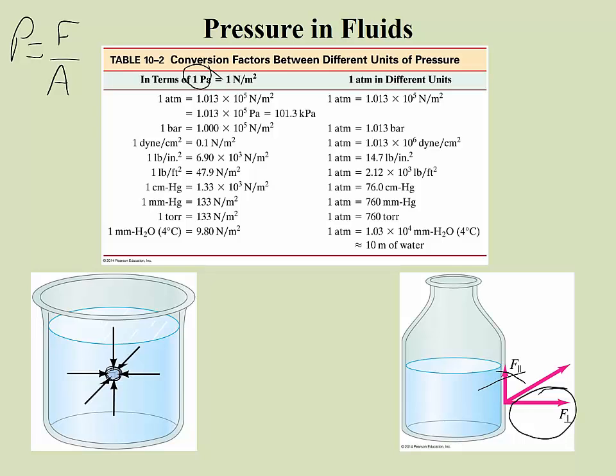This table here, table 10.2, is showing you conversion factors between different units of pressure. There are tons of different ways of measuring pressure depending on what the situation is. We will not use all of these different ways. We will typically stick to pascals or atmospheres, but we'll also be looking at centimeters of mercury. But in other aspects of life, you may see these units given.